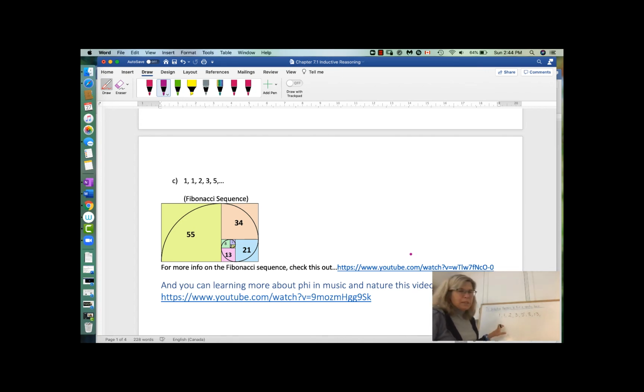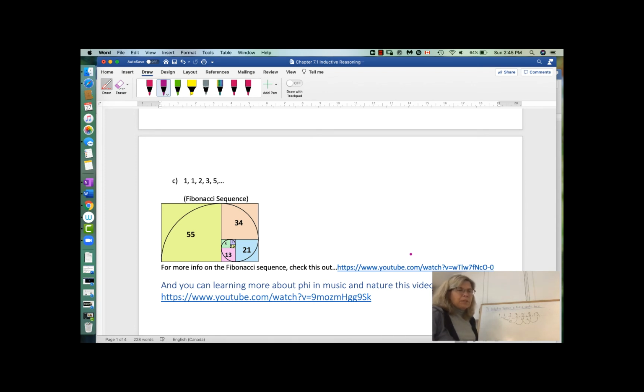So how are these numbers related? Well, if you look at it closely, 2 is the sum of these two. And 3 is the sum of those two. And 5 is the sum of 2 and 3. And 8 is the sum of 3 and 5. And 13 is the sum of 5 and 8. And this goes on forever. And it's called the Fibonacci sequence.